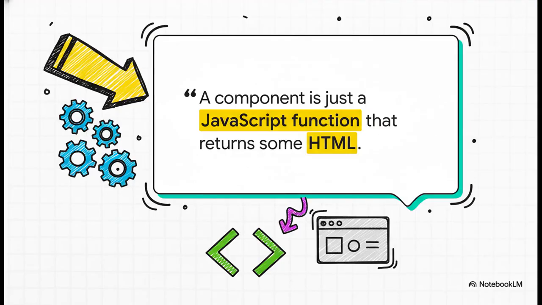Ready for the big secret? Here it is. A React component is just a JavaScript function. That's it. Its only job is to return something that looks like HTML to describe what should pop up on the screen. Now, this mix of JavaScript and HTML, that's a special thing called JSX, and it's what makes writing components feel so natural. Seriously, if you can write a function, you can write a React component.